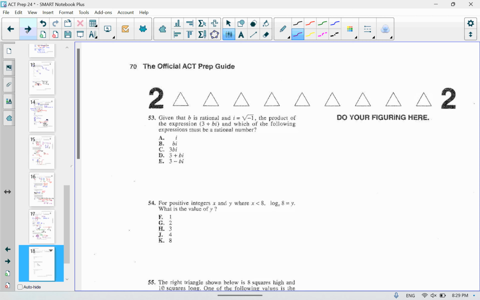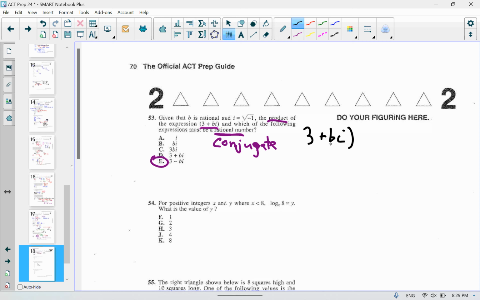Given that b is rational and i is the square root of -1, find the product. Oh, the product of which and the which must be a rational number. If you knew what the conjugate was, you would know right off the bat that because this is 3 plus bi, the answer is going to be 3 minus bi. So let's talk about that for a second.